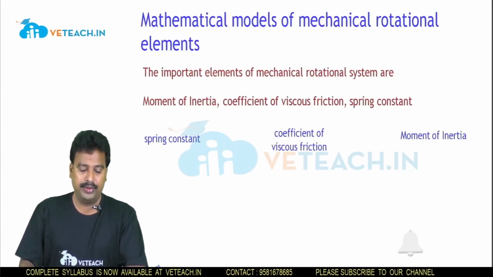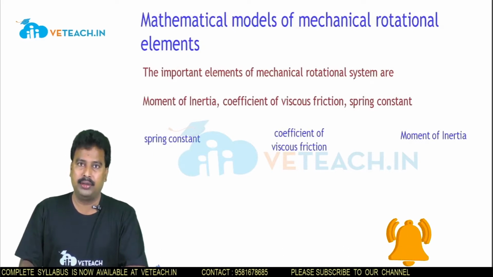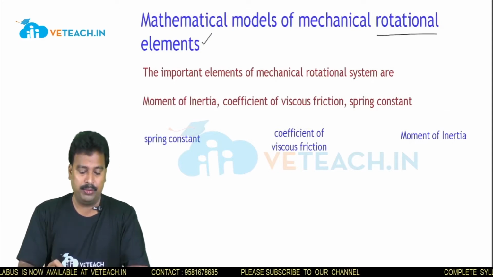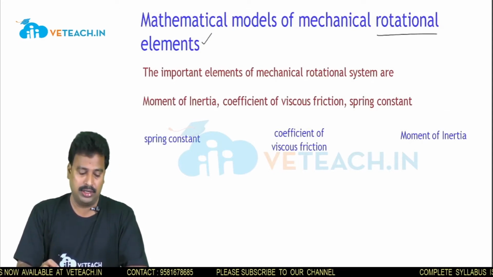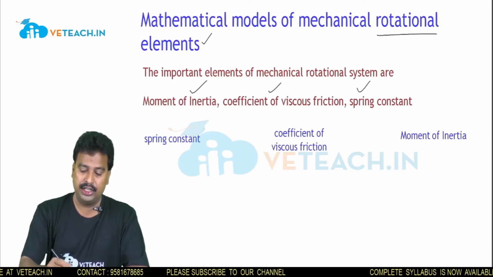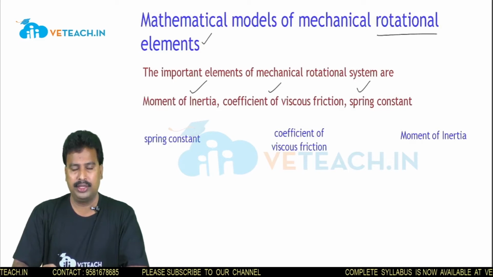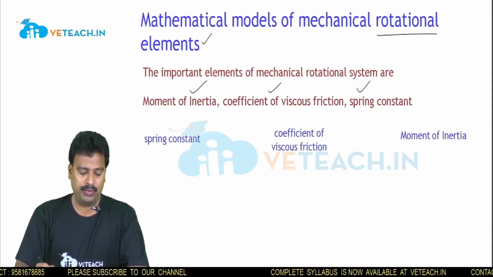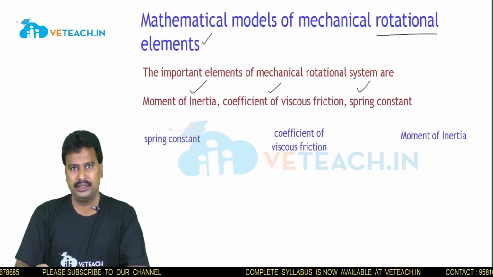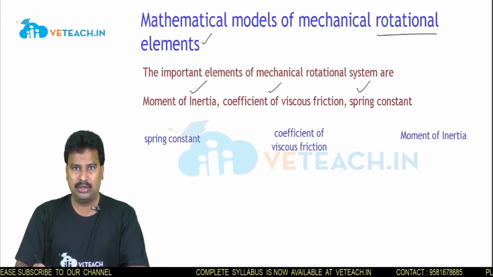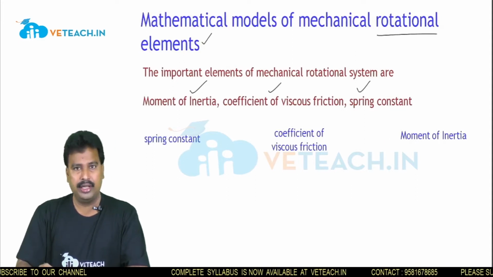In this video, I am going to explain the mathematical models for mechanical rotational elements. The important elements of a mechanical rotating system are moment of inertia, coefficient of viscous friction and spring constant. You know that motion is of two types, translatory motion and rotatory motion. First, we consider the relation between angular displacement and torque as far as the spring is concerned.